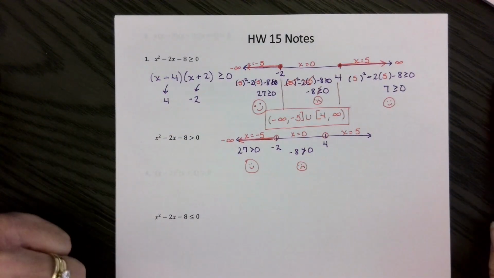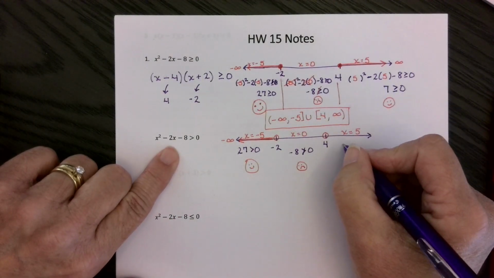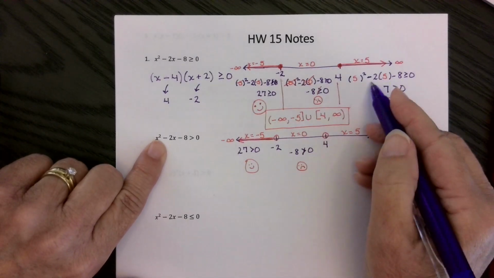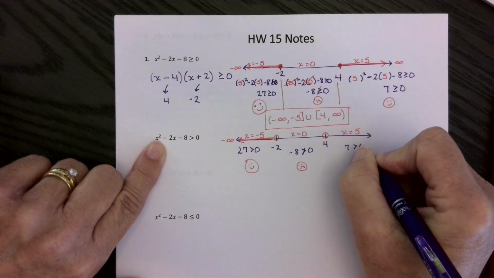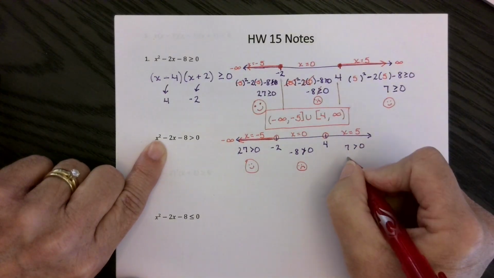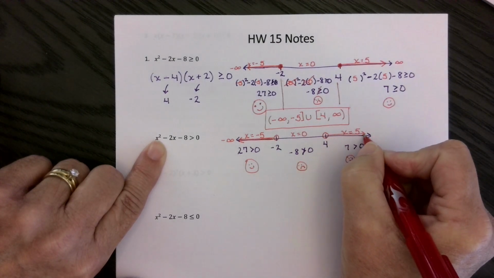You don't have to use a smiley face and frowny faces. You don't have to. And then when I take 5, I plug it in here just like I did up here. I'm going to end up with 7. Is 7 greater than 0? Yes. So again, smiley face. So it's going to be all of these numbers, okay?